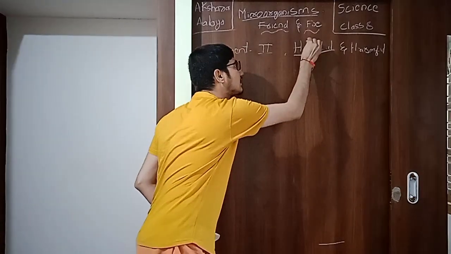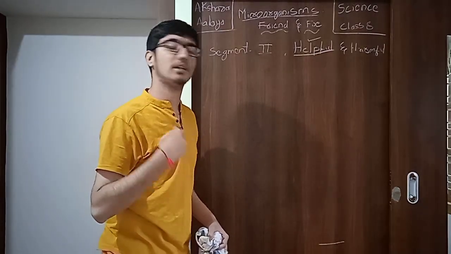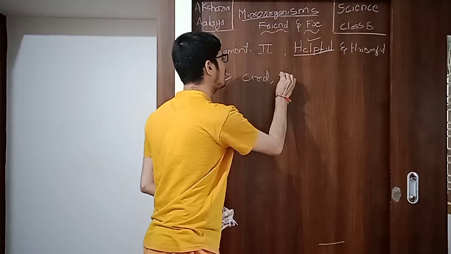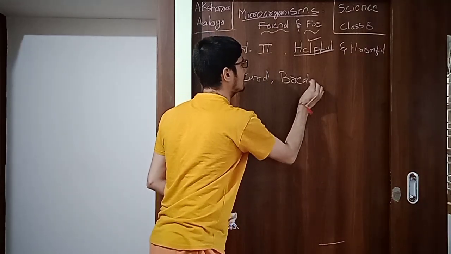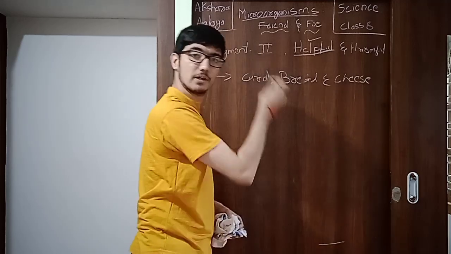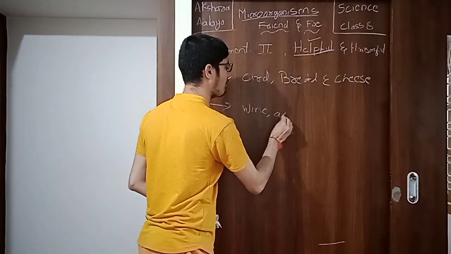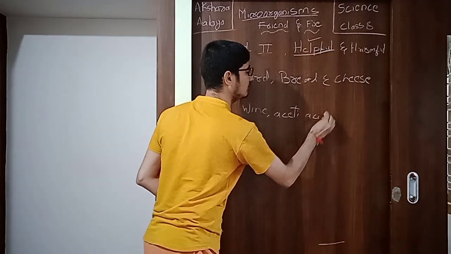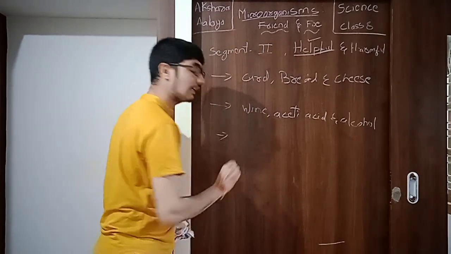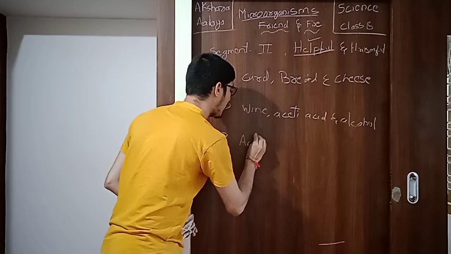In this particular video, we will discuss how microorganisms benefit human life. We will discuss the preparation of curd and bread and the preparation of cheese. These are bakery or household preparations, and industry-level preparations of wine, acetic acid and alcohol. And also we will study the medicinal or pharmaceutical use of microorganisms as antibiotics and vaccines.